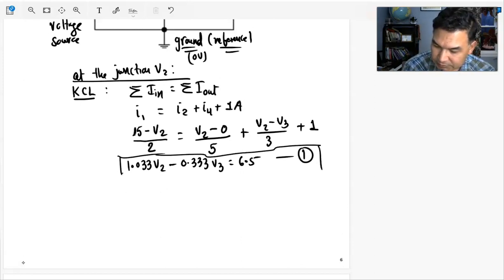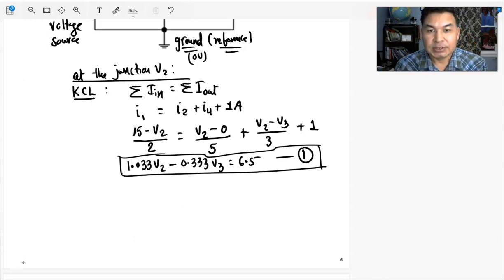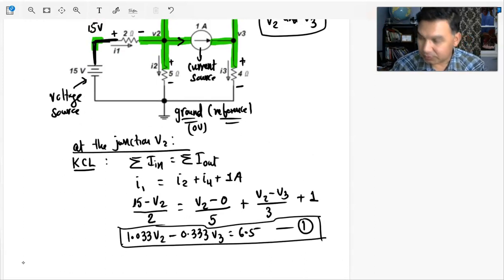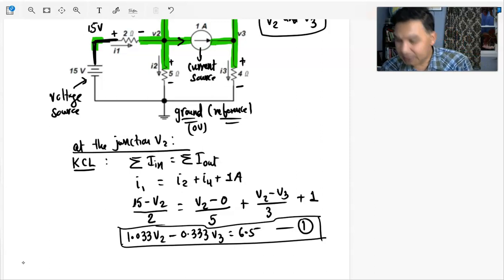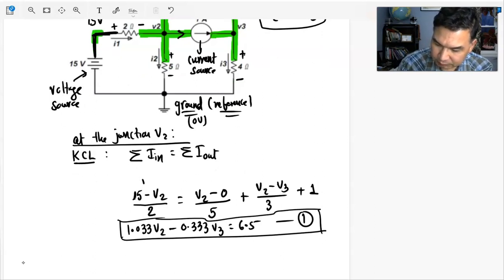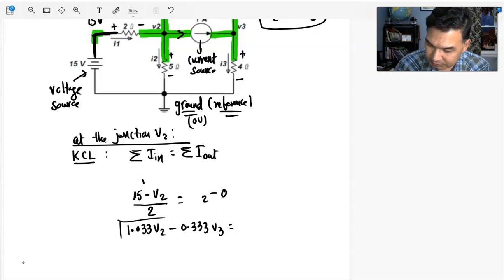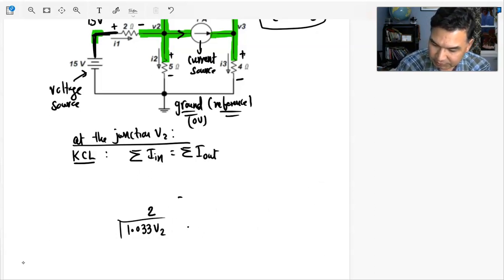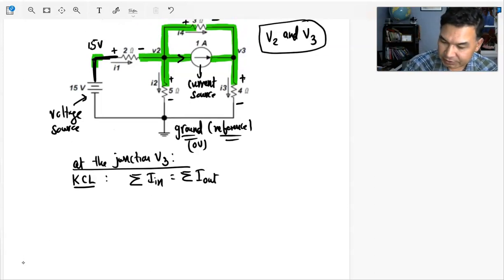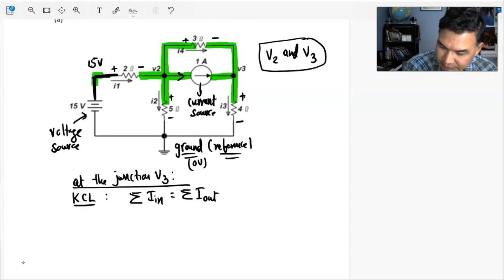All right. So that's your first equation. Now you need one more equation to solve these two unknown variables. So now we're going to do one more technique: we're going to apply Kirchhoff's current law at V3, the unknown nodal point V3. So at junction V3, what would be the Kirchhoff's current law? At V3, you have three currents: two currents coming in, and one current going out.